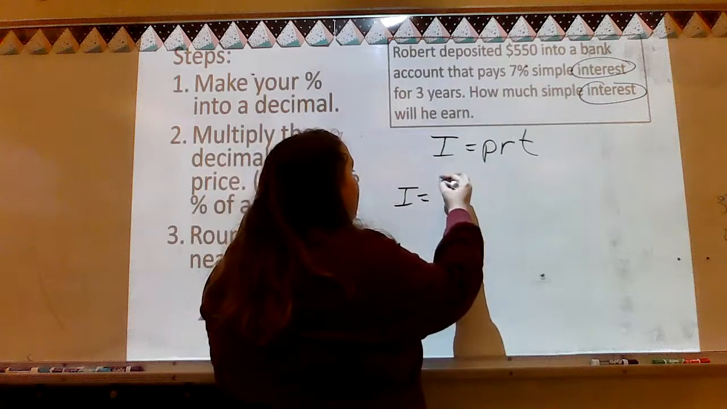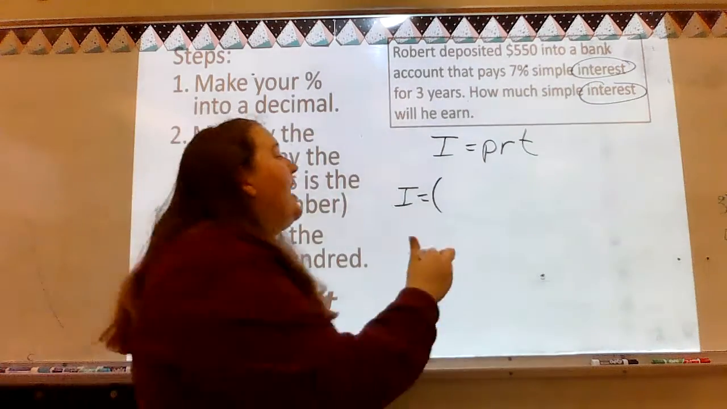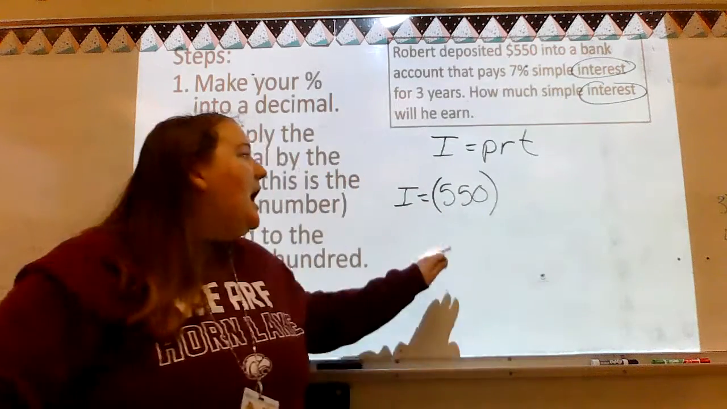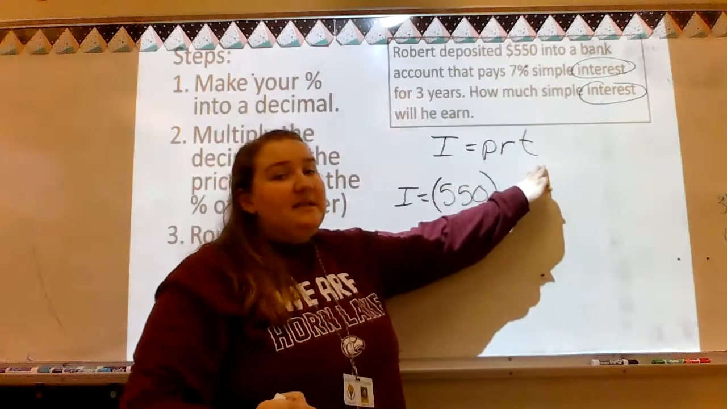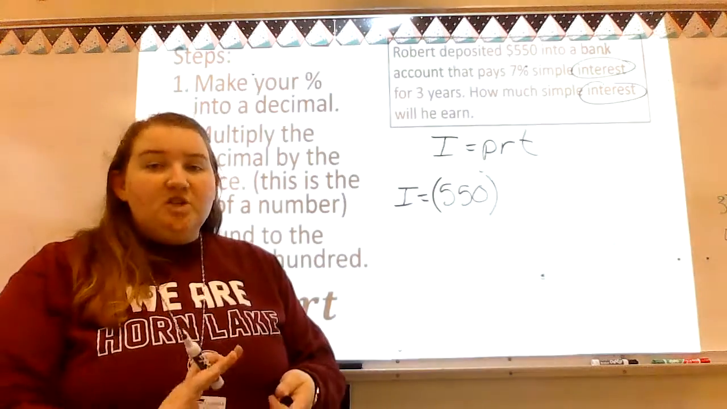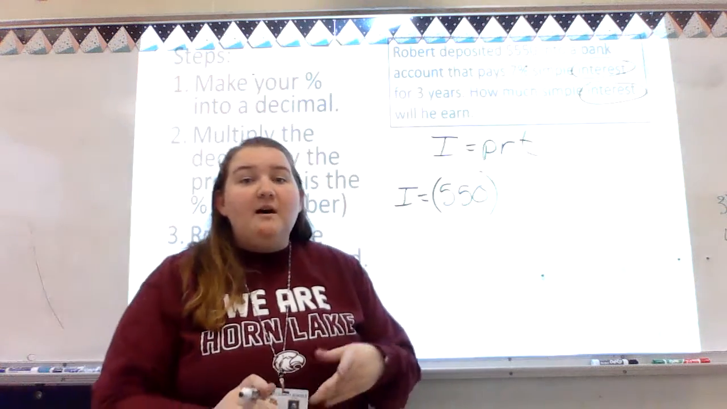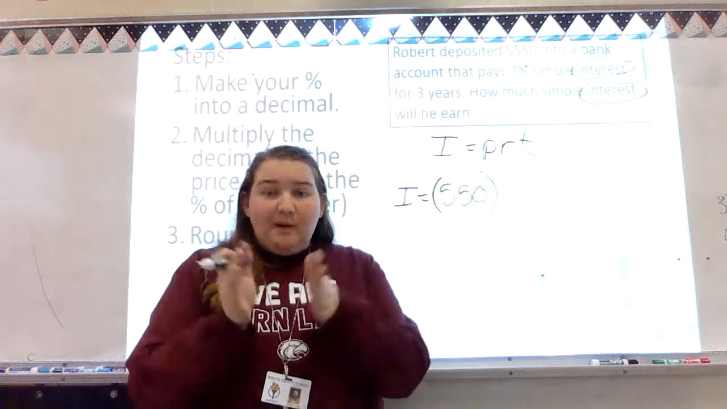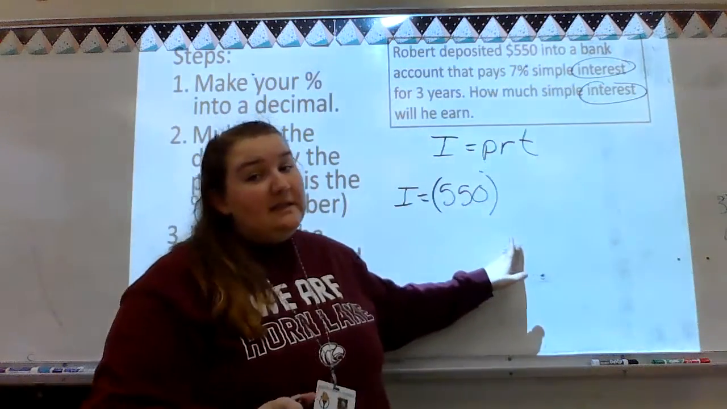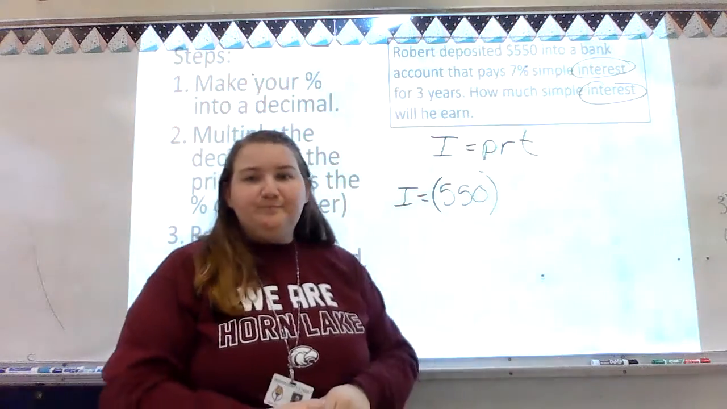So I'm going to plug in my price. The money he put in is $550. Now, when you have these numbers like this, because they are smushed together, that represents multiplication. When you have numbers like that, that is times or multiplication. So I'm putting my numbers in parentheses here to represent multiplication, okay?